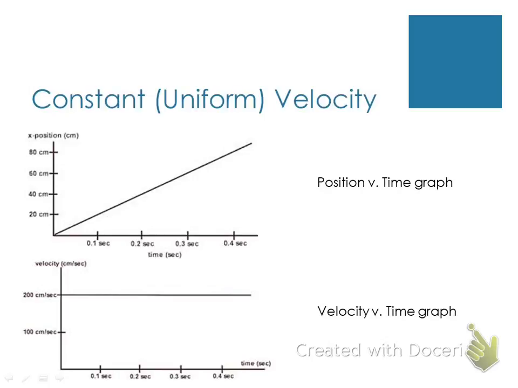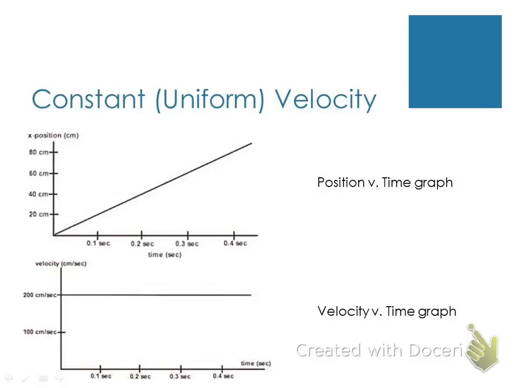And we're going to look at these two different types of graph. Position versus time is the one on the top. We see a constant change in position, which means constant velocity, right? Anytime we have a straight diagonal line, we have constant velocity. So, believe it or not, these two graphs show us exactly the same motion.